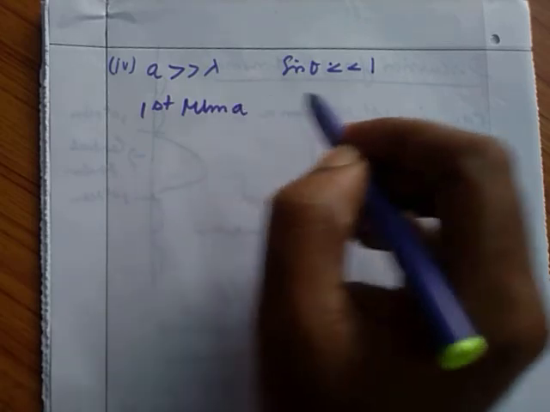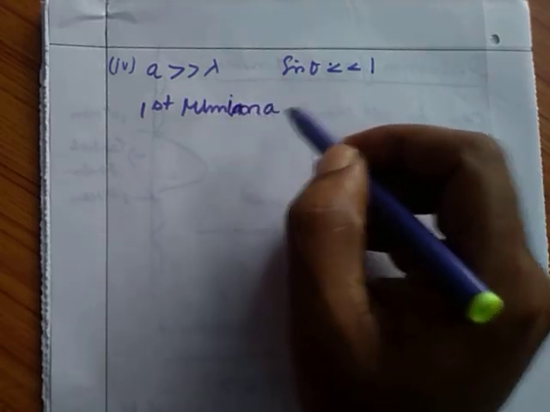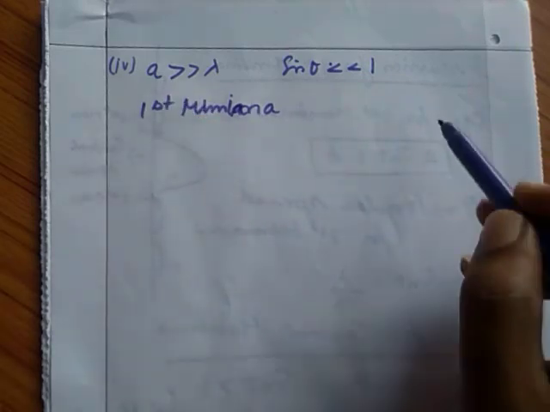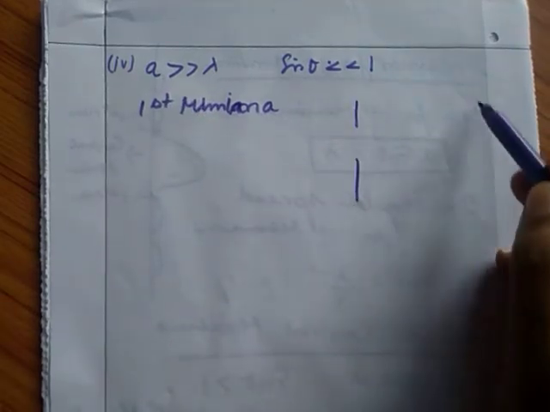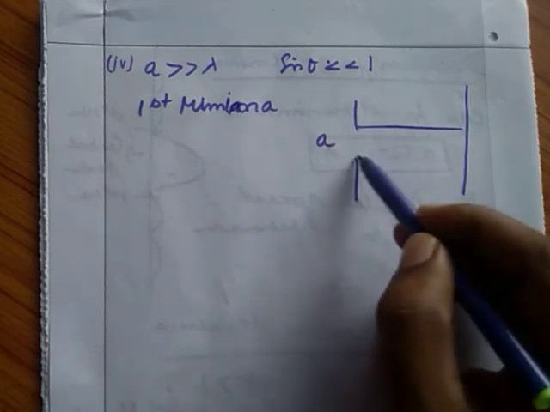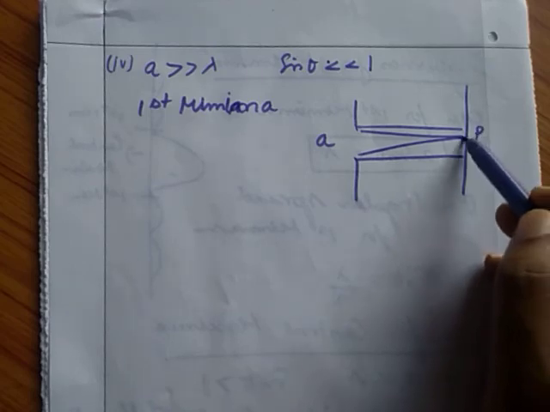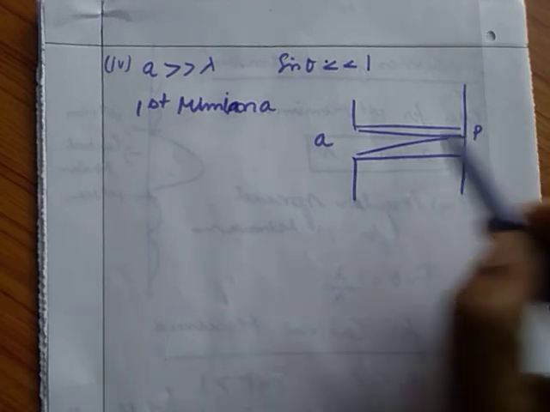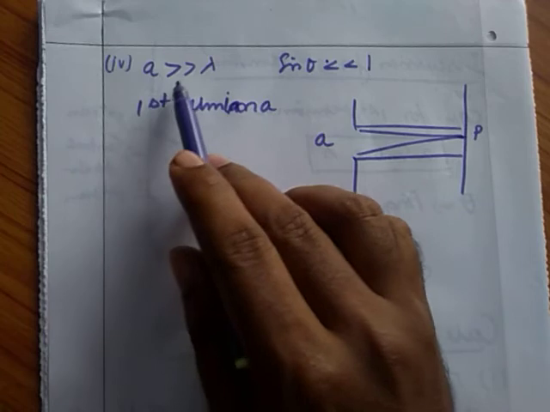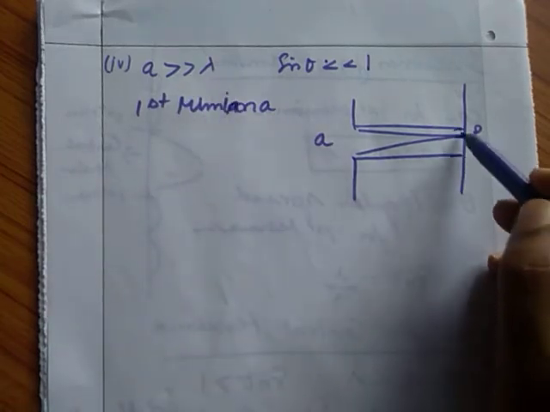We get a first minima within the width of the slit. Okay, here this is an opening, here this is the width of the slit. We get the first minima in this region alone. Okay, the point P will be dark. For this case A is greater than lambda. The first minima is in a ray optics region.